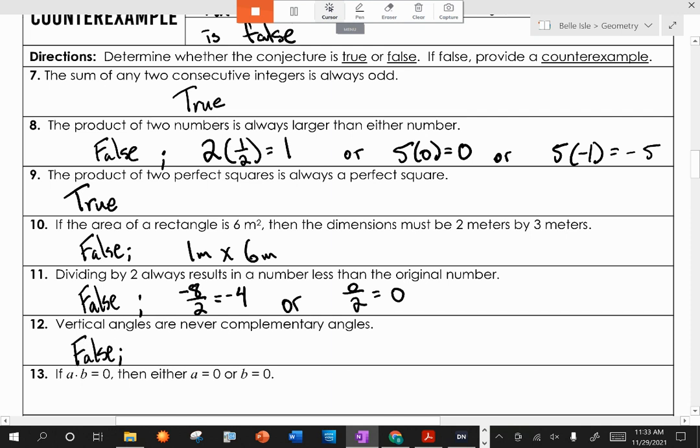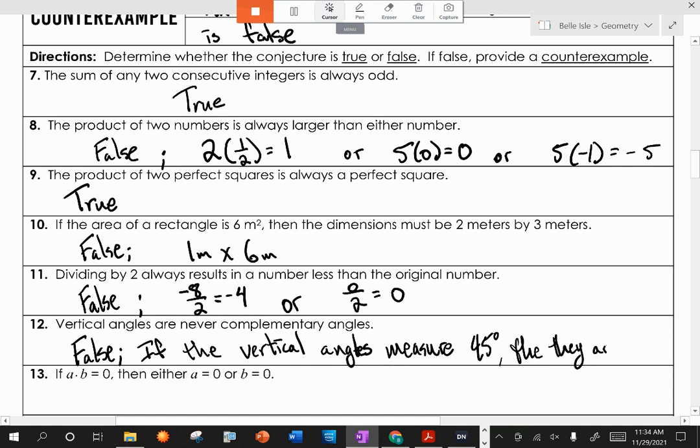It is false. The reason being, if the vertical angles measure 45 degrees, then they are what? I will not be able to fit that word. There we go.